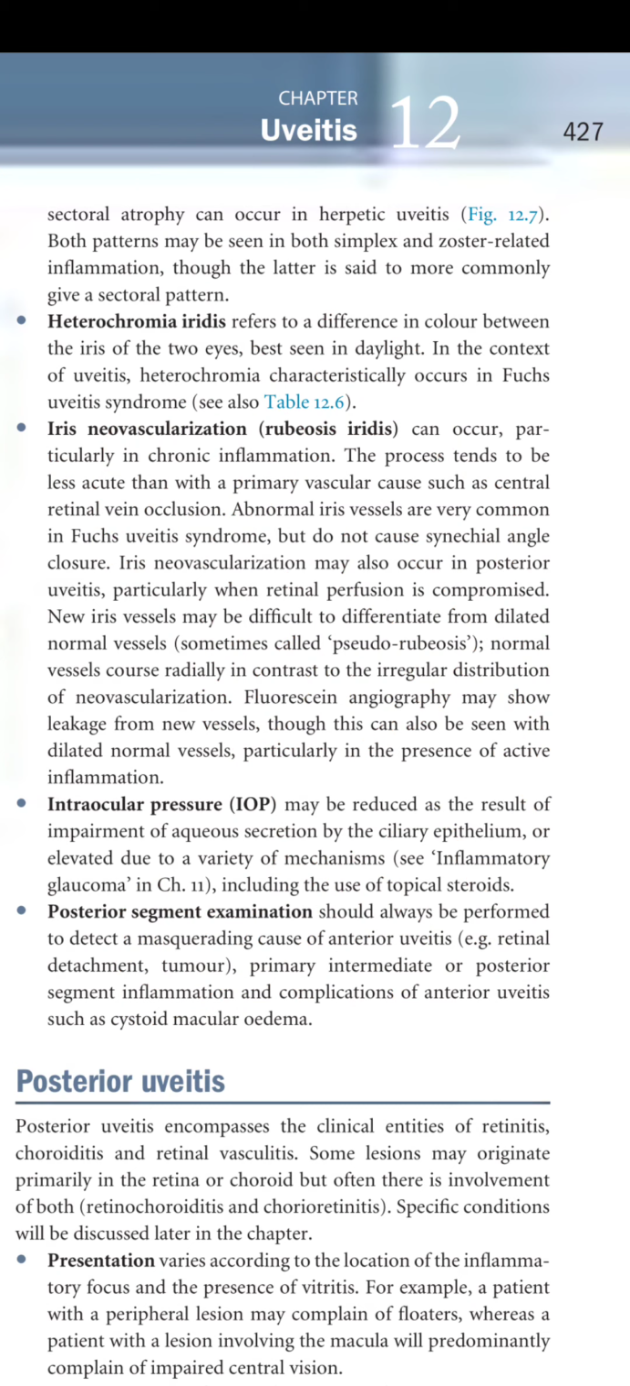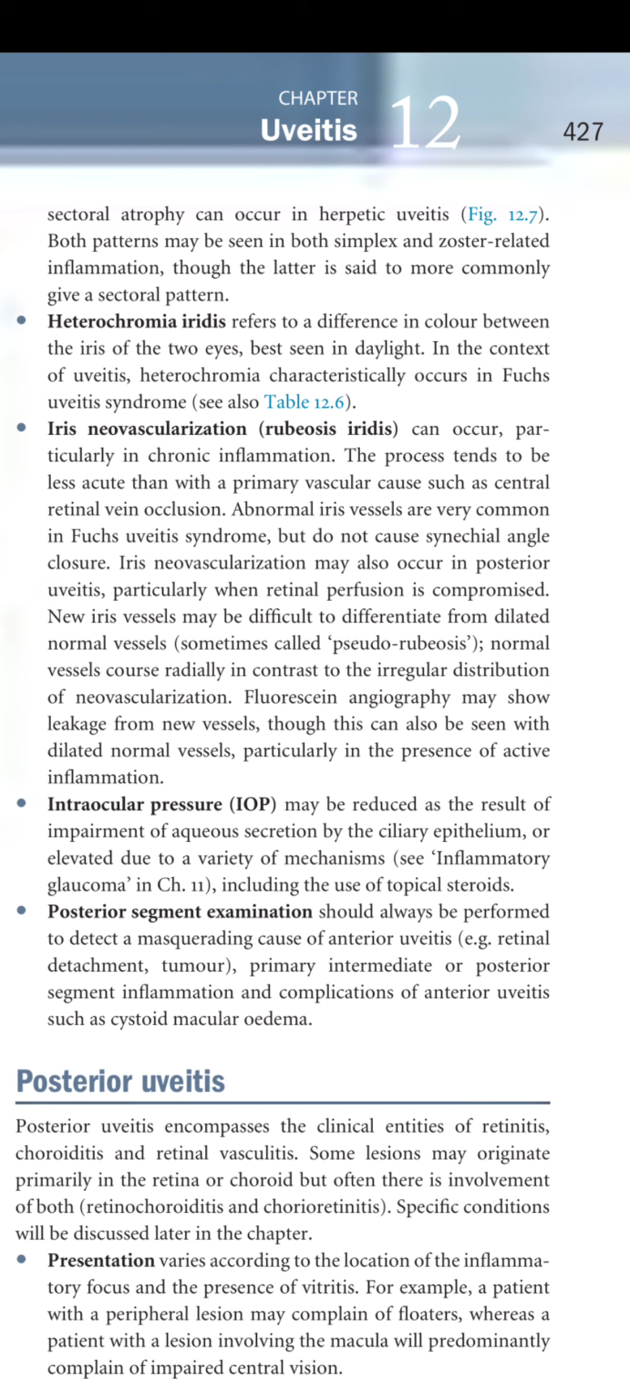Heterochromia iridis. There can be a different iris color in a case of uveitis, especially in Fuchs uveitis syndrome, which is also known as Fuchs heterochromia iridis. It refers to a difference in color between the irises of the two eyes, best seen in daylight. In the context of uveitis, heterochromia characteristically occurs in Fuchs uveitis syndrome.